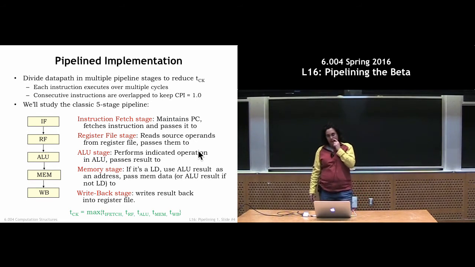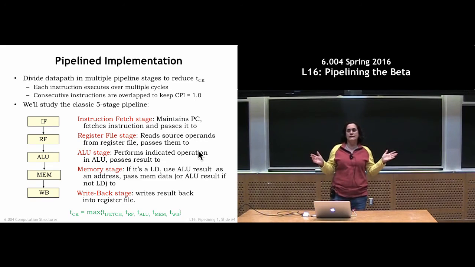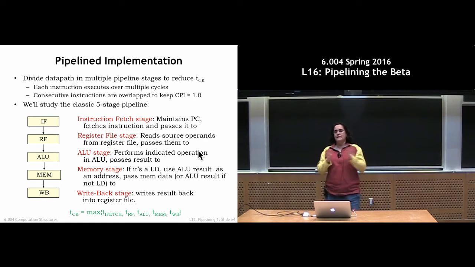So if we think about T clock in this scheme, where we have 5 separate stages, what is our T clock going to be? It's now no longer the addition of all of these pieces. Instead, it's just the maximum of them. Whichever piece is the slowest is going to control our T clock, but that's certainly going to be better than the sum of all of these 5 things together.